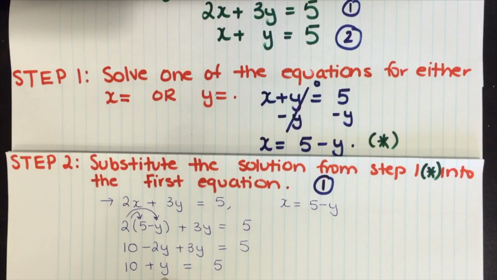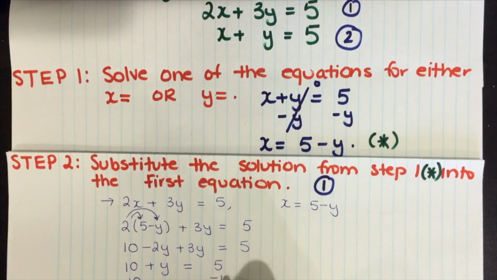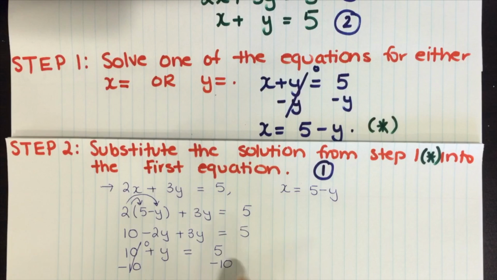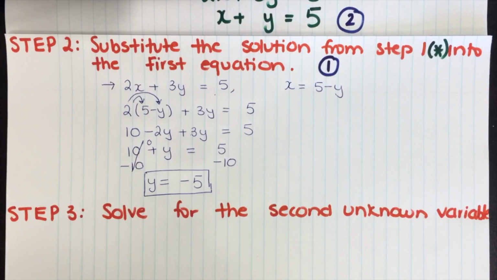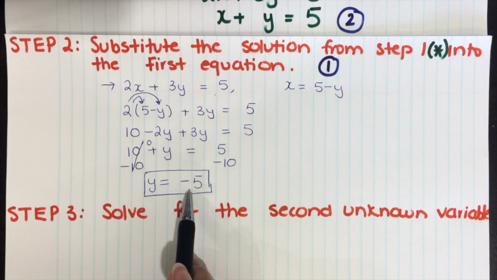Since we want our y variable to be on the left-hand side of the equal sign, we're going to take 10 to the other side and just solve for y. So in order to do that, we have to do minus 10. 10 minus 10 is 0. Then we have y equals 5 minus 10, which is negative 5.